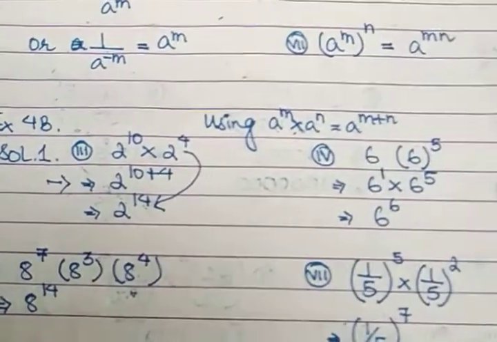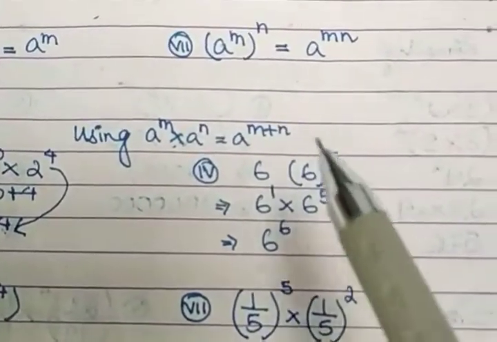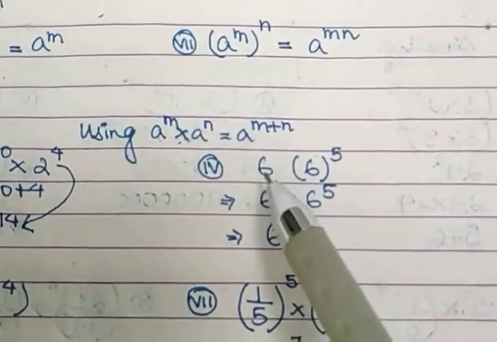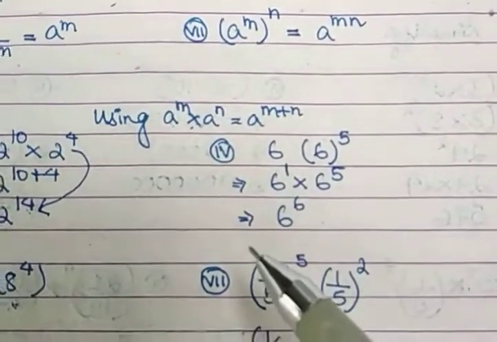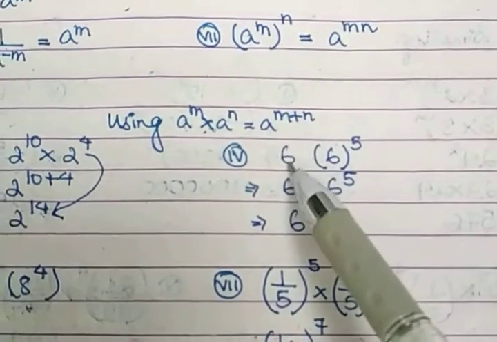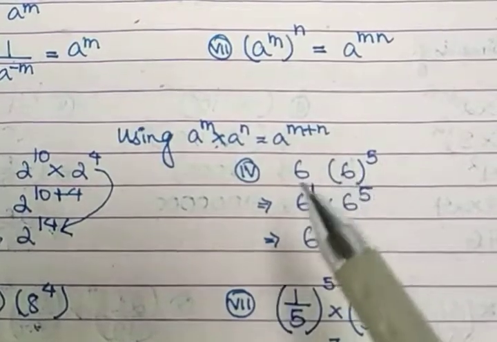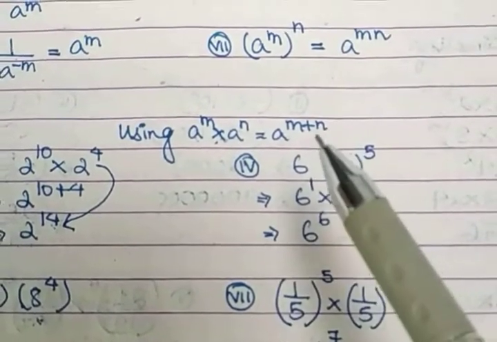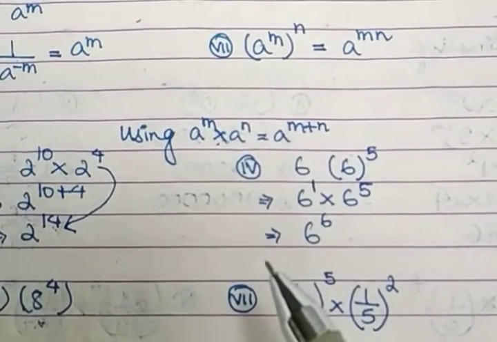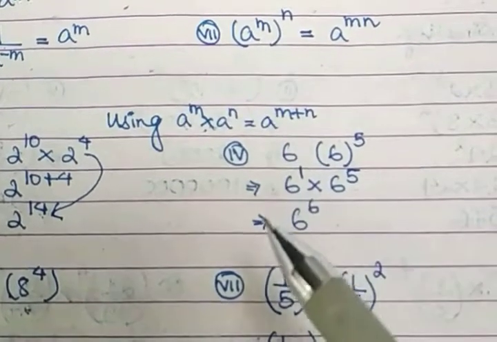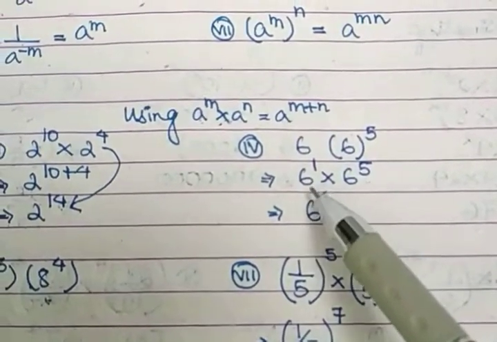Okay, now this one. Oh yeah, question number 4. So let's go with question number 4. What we have is 6 bracket 6 to the power 5. Now what we know is bracket means multiplication, isn't it? And for this 6, the power is not given. So remember, just a few seconds earlier, what did I say? If the power is not given, then the power is always 1. You cannot consider it as 0, because as I've already said, anything to the power 0 will be equal to 1, isn't it? So that is why the power of 6 in here is 1.